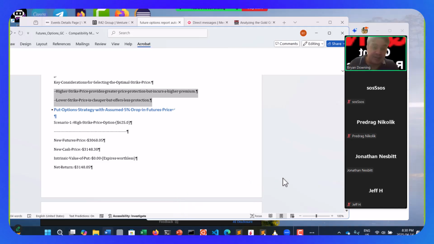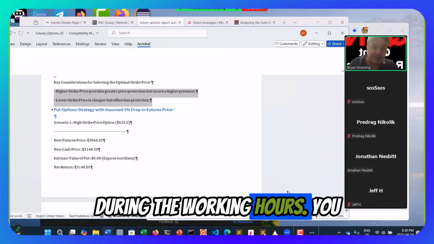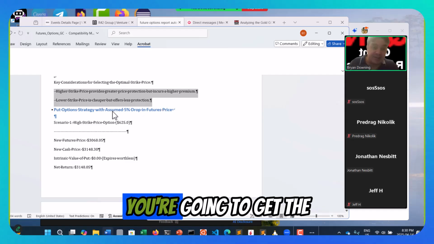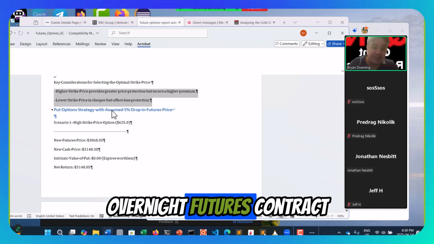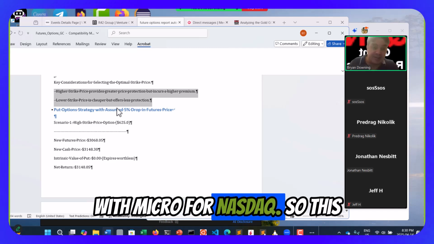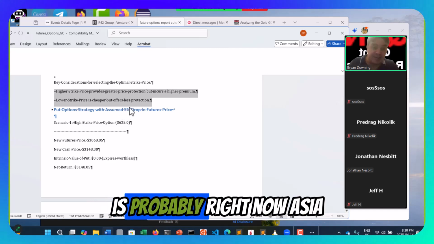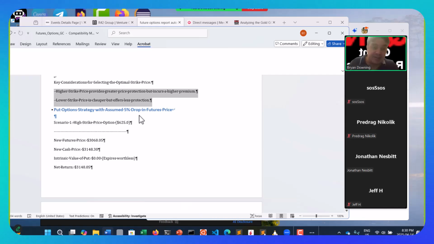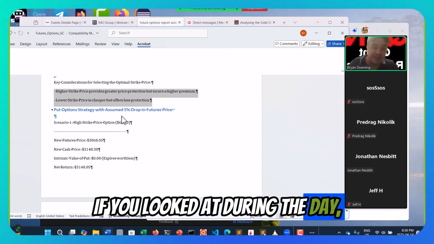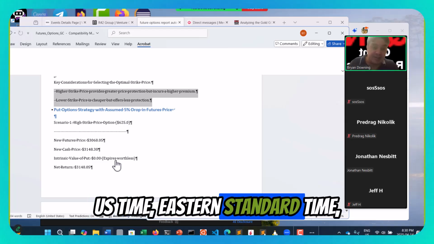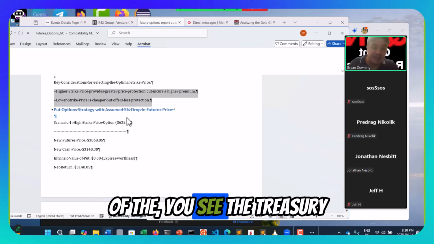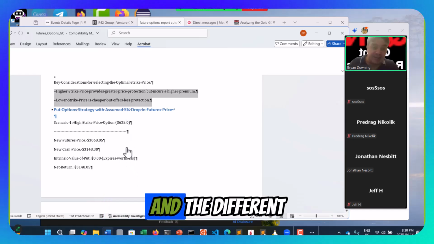My point is, I bet it is during working hours. You can see the ES is number one in volume, then the Nasdaq. Right now it's 9:12 p.m. Eastern, so you're going to get the overnight futures contract, with the micro for Nasdaq. So this is probably Asia trading live right now, and sugar. If you looked at it during the day, U.S. time, Eastern Standard Time, you'll see corn in there as one of them, and the Treasury.